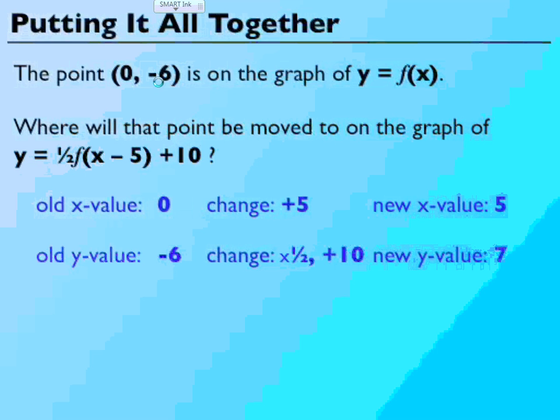So this point, if I shifted it and saw where it would end up on this graph, I would get 5, 7.